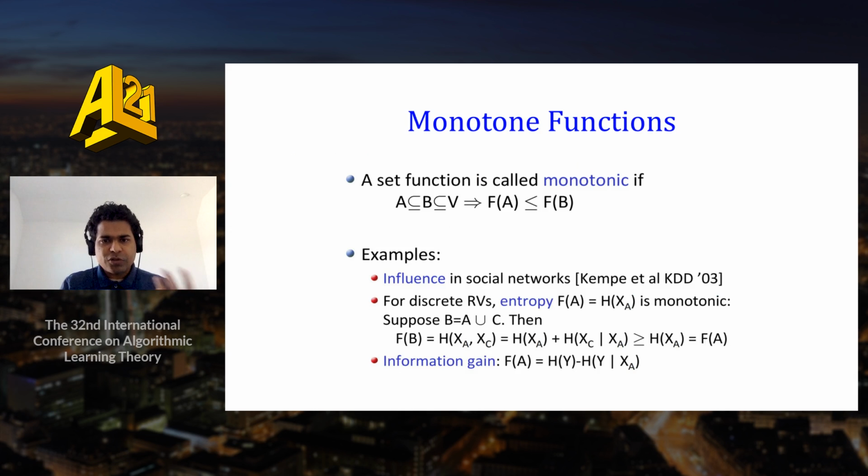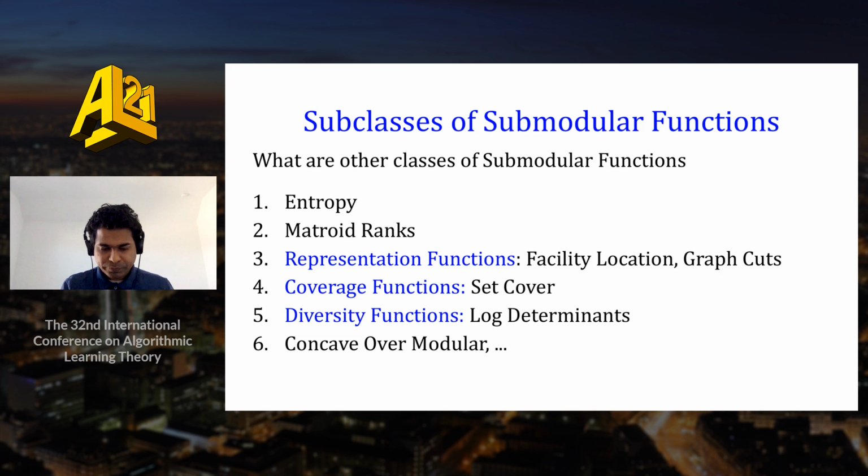A set function is also said to be monotone if the value of the set function grows as the context of the set grows. A number of problems, like influence in social networks, entropy of a set of random variables, and information gain, are all monotone submodular functions.